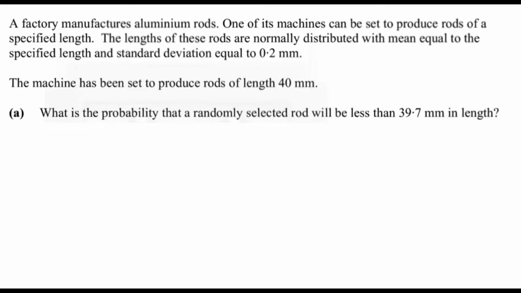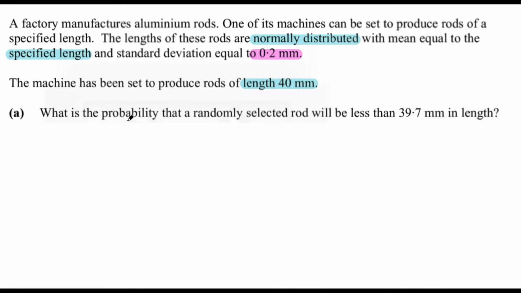That means we can use the log tables to work with the probabilities, with the mean equal to the specified length and a standard deviation equal to 0.2. So highlighting the key points here in the question, normal distribution is important to us. The mean equal to the specified length is going to be important. And of course, the standard deviation. Working with that, we know that the mean, which was a specified length, in this case is 40 millimeters.